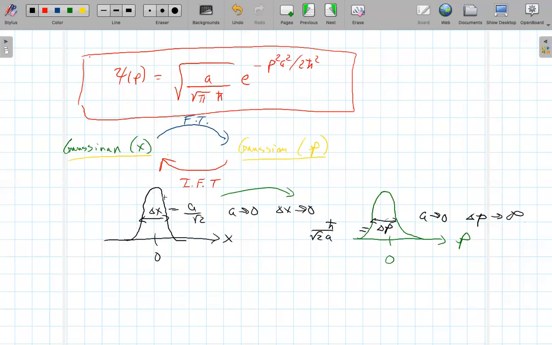So again, if I have a well-localized state in position, a Gaussian wave packet, Fourier transform that, I still get a Gaussian wave packet. But the difference is the smaller a becomes, the more delta-like function this one becomes, which means this one has to become infinitely spread out. So delta p, again, is going to go to infinity.